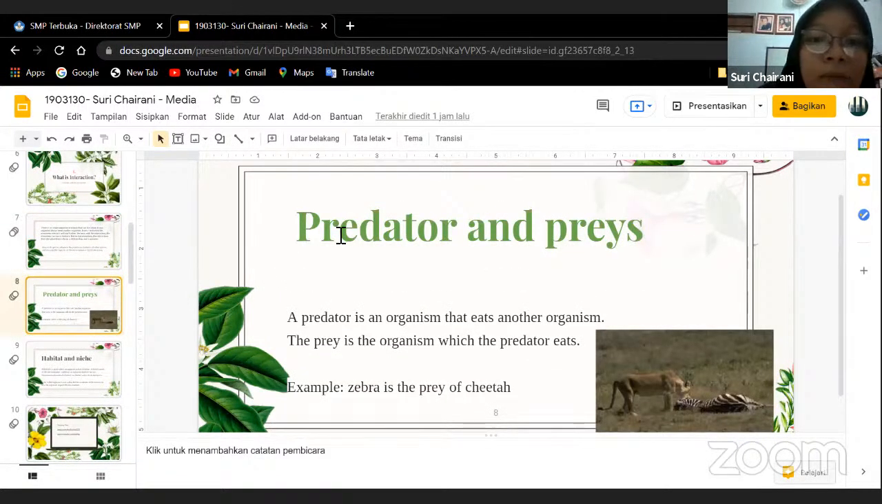In interaction, there are predator and prey. It is one of the interactions among living things and animals. In animals, a predator is an organism that eats another organism, and the prey is the organism the predator eats. So you can see the picture in the corner.